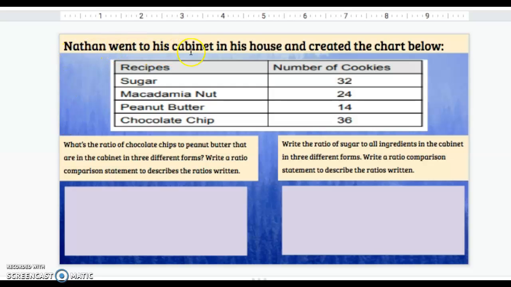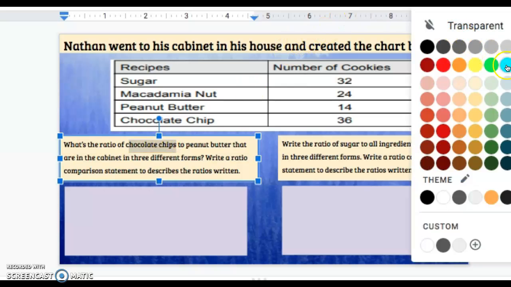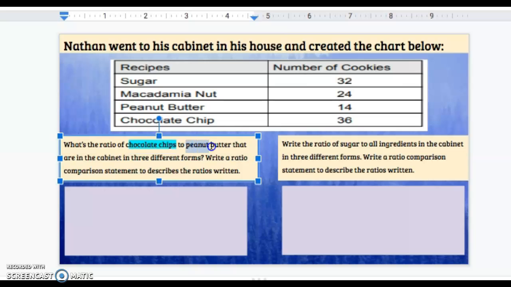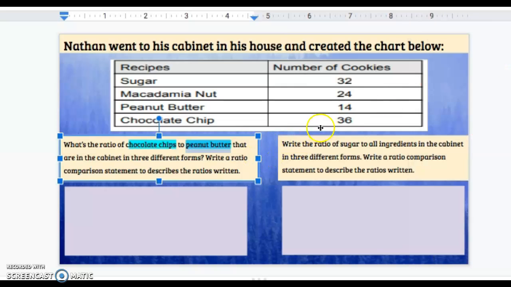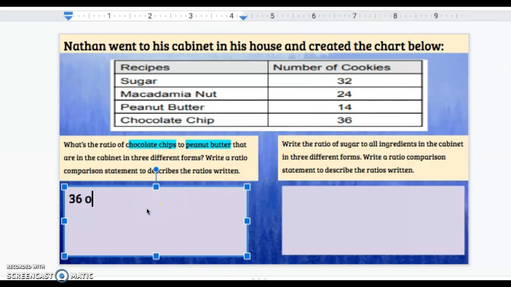So it says Nathan went to his cabinet in his house and created the chart below. So we had sugar, 32 cookies, macadamia nuts, 24 cookies, peanut butter, 14 cookies, and chocolate chip, 36 cookies. So I want the ratio of chocolate chips to peanut butter cookies that are in the cabinet. Okay? So chocolate chip, 36, to how many peanut butter there are? 14. In 3 different ways.